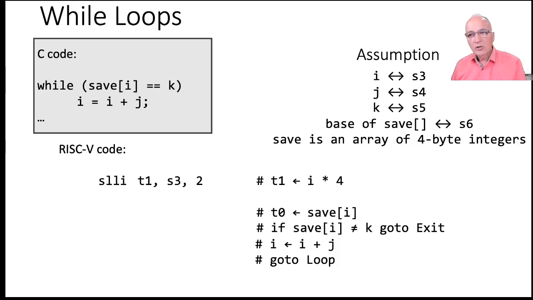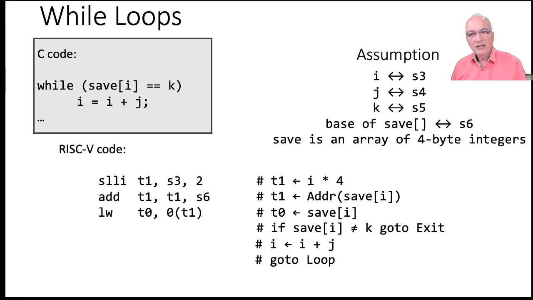In order to load the value of save I from memory, I need to compute the address of the position save I. And to compute that position, I need to multiply I by 4, and then add the result of that multiplication to the base of the array save, which is in S6. That gives me the address of the position I of the array save. I now will load from this address by using a load word with an offset of 0. And then I will encode my branch not equal condition, where I'm going to go to some instruction that contains the label exit in front of it.